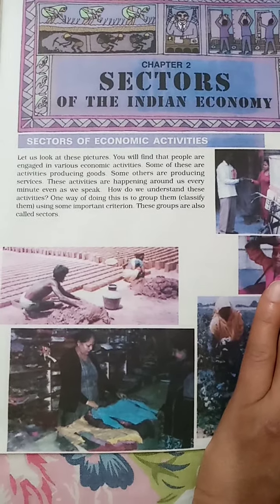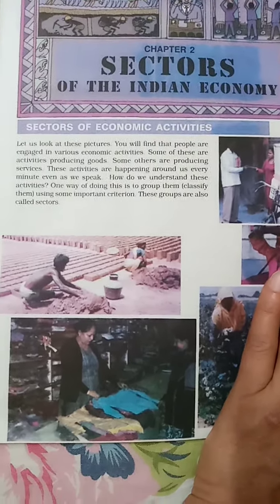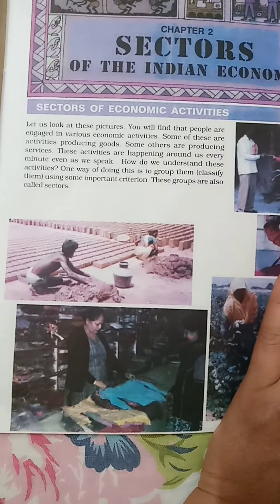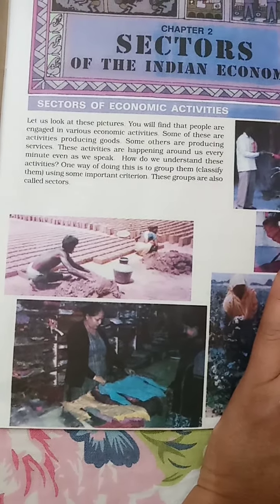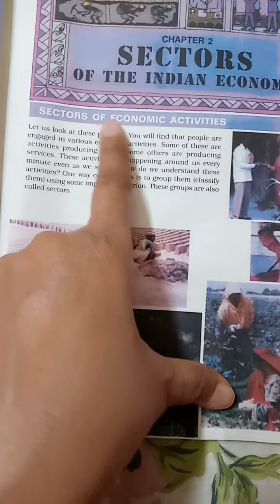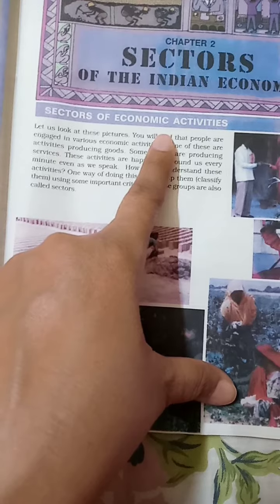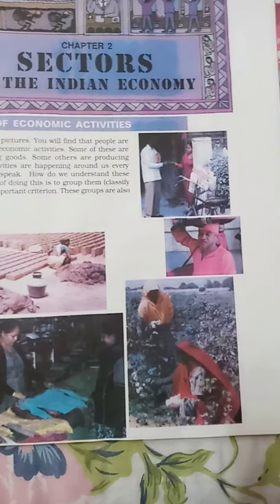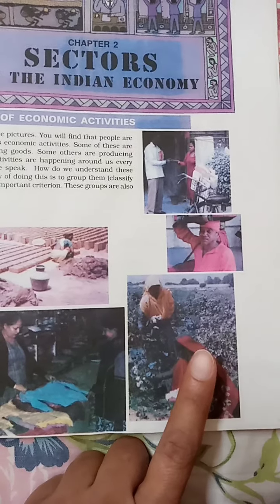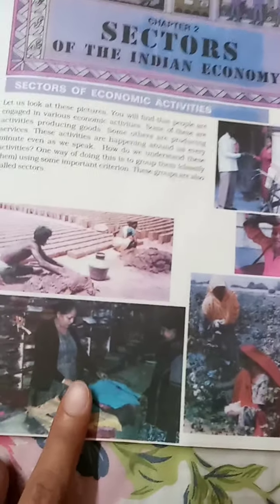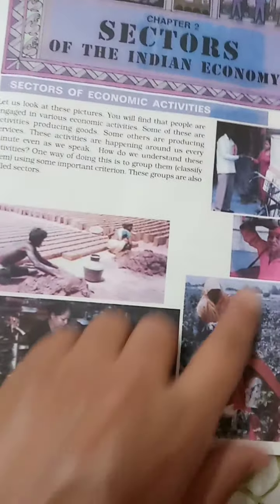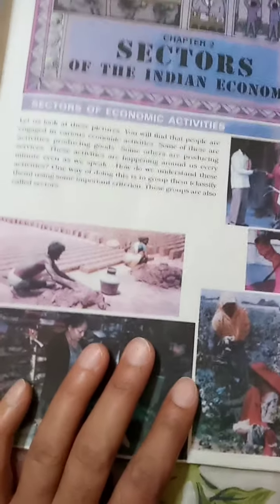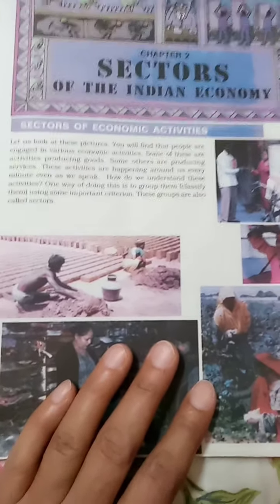Hello students. In this chapter we study the Indian economy and its sectors. On the first topic, sectors of economic activities, you can see there are so many people engaged in different work. A postman delivers letters, a farmer collects the cotton crop from the field, she is selling clothes, they are making bricks, and all these activities and services are divided into three sectors, which are the primary sector, secondary sector and tertiary sector.